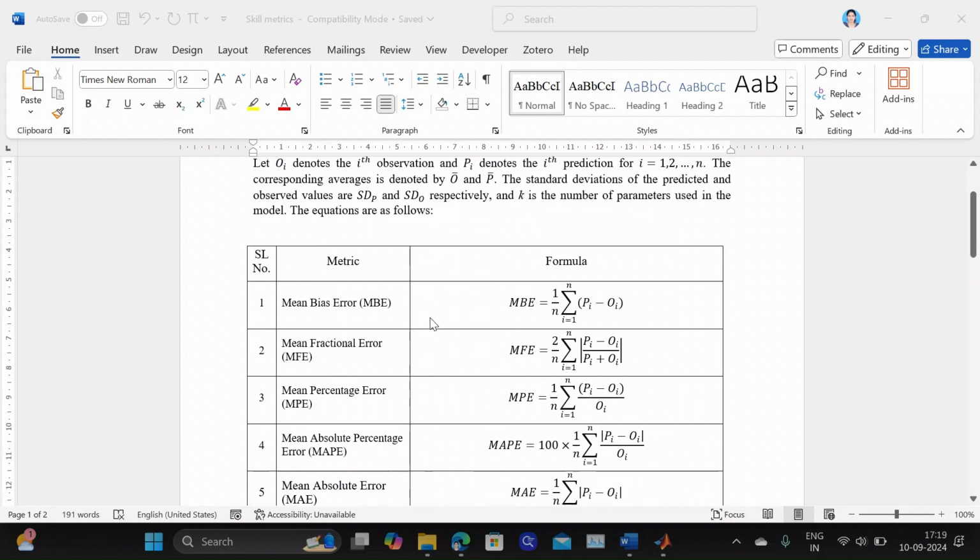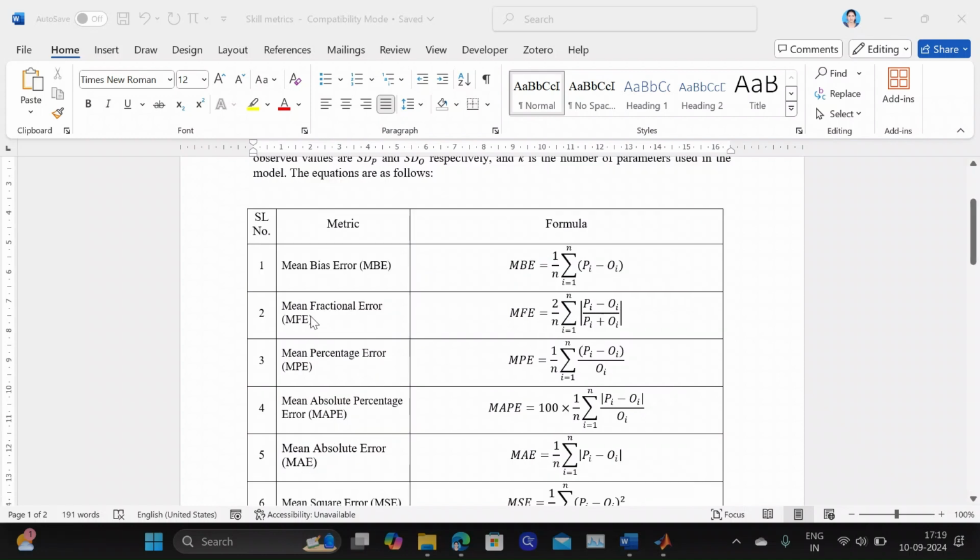So the first metric we'll be discussing is mean bias error, or MBE in short. The MBE formula is 1 by n summation i equals 1 to n of Pi minus Oi. So Pi minus Oi is the error or the bias, you can say. So the mean of this, 1 by n into summation.